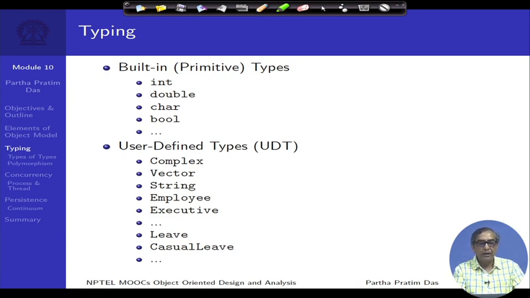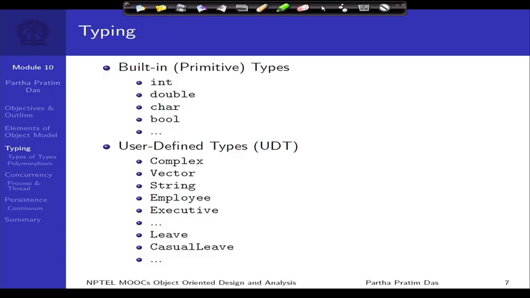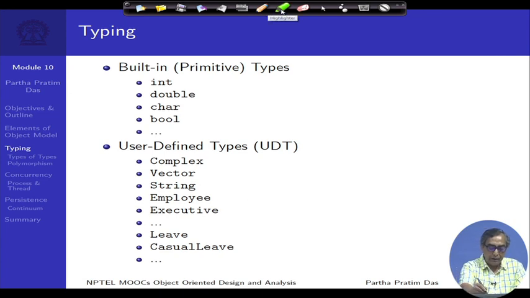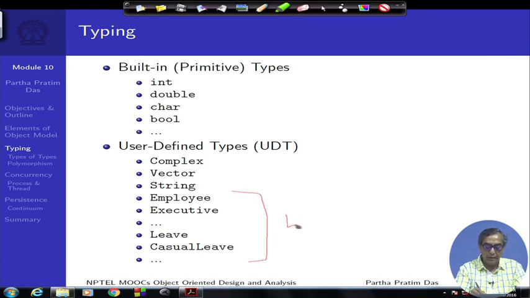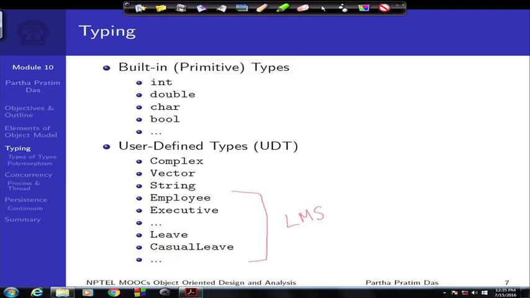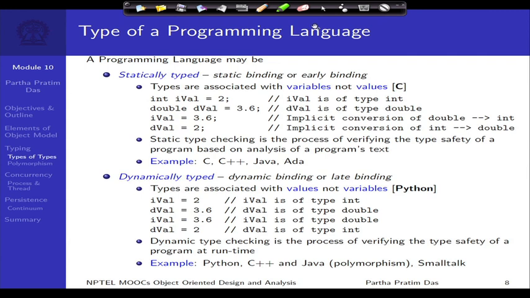For example, in C++, you can make a complex class of complex numbers, which will certainly have a different kind of algorithm for addition than the algorithm you use for adding two integers. It will also have new operations like taking the modulus of a complex number and so on. We can have vector types, we can have string types, and if we refer back to our LMS example, we could define types or classes for executive, for employee, for lead, for leave, for casual leave, and so on. So, these are different kinds of types that we will play out.